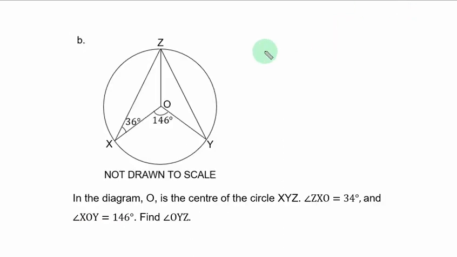Question 11b. In the diagram, O is the center of the circle SYZ. Angle ZSO is 34 degrees, and angle SOY is 146 degrees. Find angle OYZ. That is this angle. Angle OYZ.